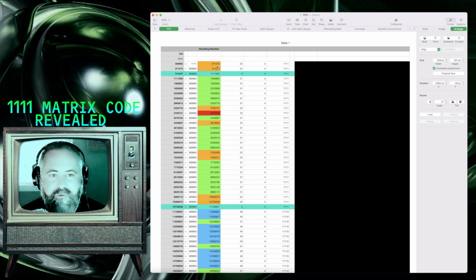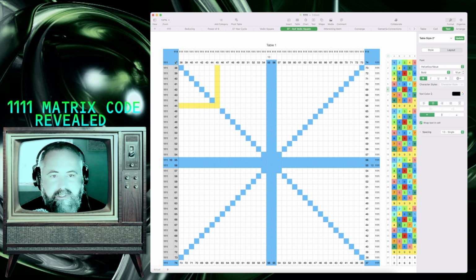The other question was on the Vedic square that I generated from the first number. The first number was 371074, and I created a Vedic square from that number, starting from 37 all the way over to 74, and then I went down to 37, back across to 74, and then back up to 37. Now, the question was, how is this a Vedic square? Well, let me show you.